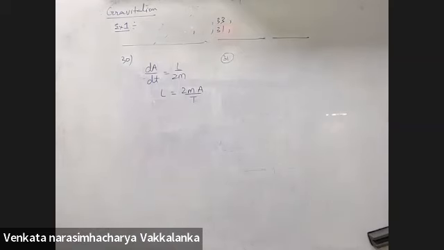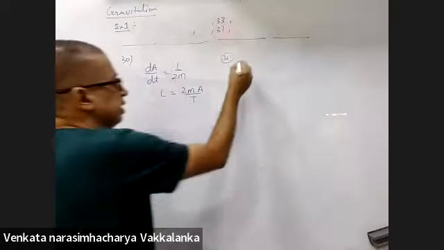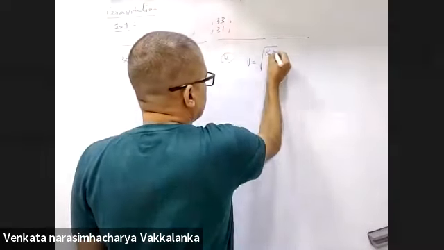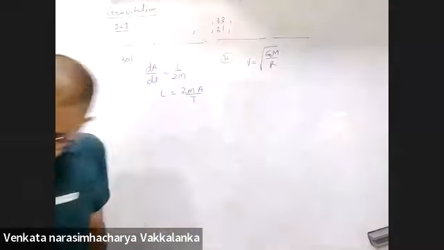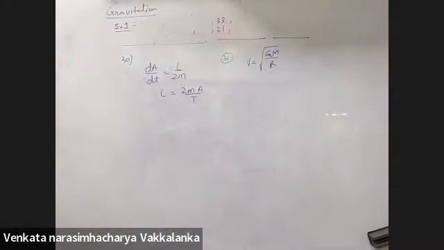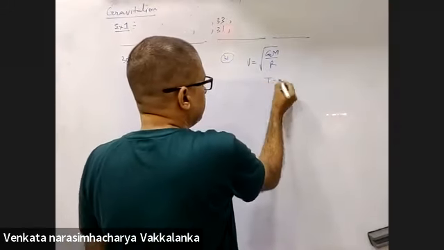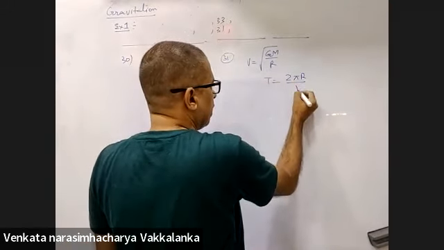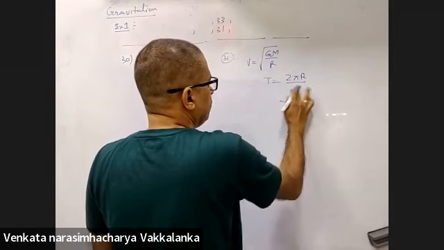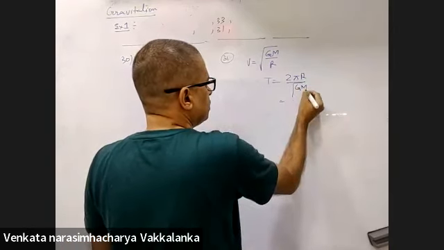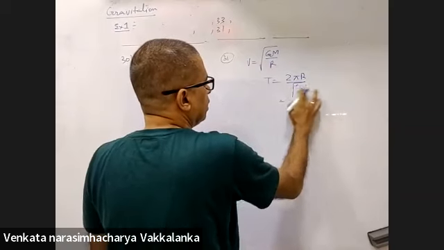A satellite is orbiting around the Earth in a particular orbit. Its time period is T and orbital velocity is v. In another orbit, the orbital speed is 2v. Then the time period? v is root over of GM by r, the orbital velocity. Time period is 2 pi r by v.